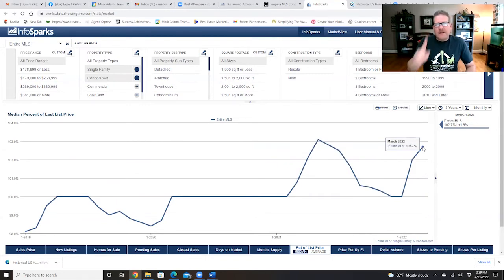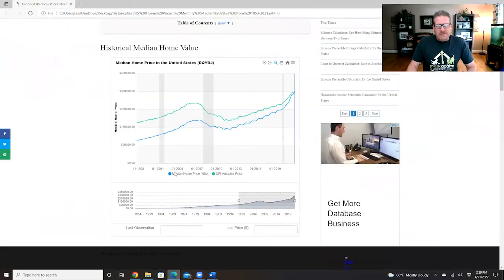It's still happening. Now, I wanted to show you something I haven't showed you before. I wanted to show you a national statistic on what sales prices have done since like the 1990s, so you can get kind of an idea of why this is a different kind of market. So let me just share this with you. This is the historic median home value. And this graph starts in 1998 and it goes all the way to 2022.